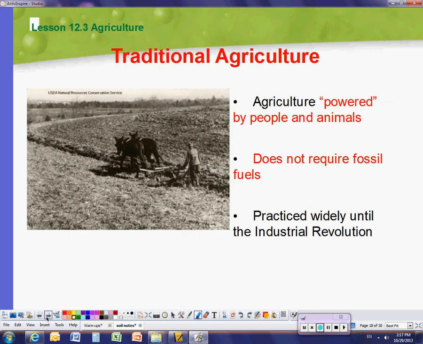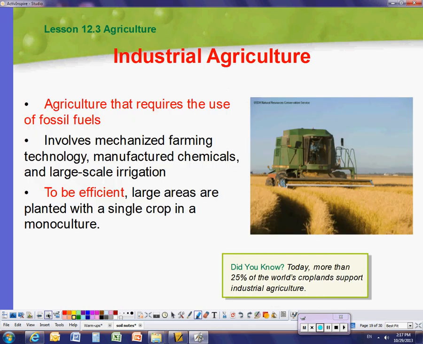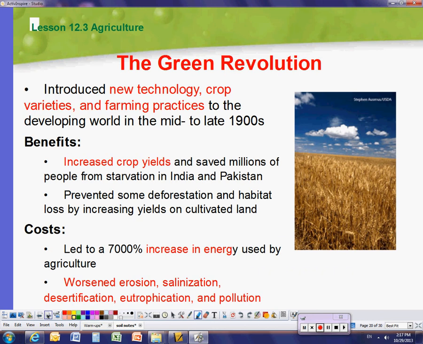All right, so different types of agriculture. There's traditional, where it's powered by people and animals. No fossil fuels. We're going old school here. There is industrial, where it covers a huge amount of land. It's efficient, but it uses a lot of chemicals, and it's a huge monoculture area. So if there's a disease, it's going to cause a huge problem. All right, last one is the green revolution. This has nothing to do with energy. They call it green revolution because it has to do with covering the land with food.